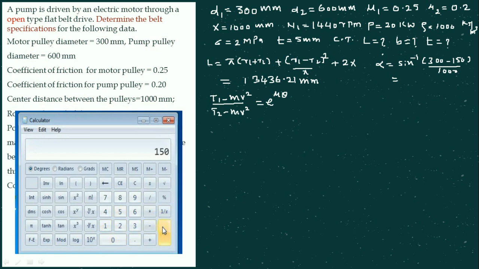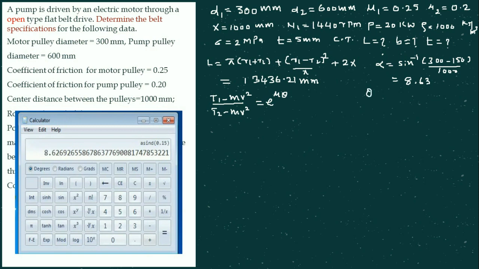That is 300 minus 150 divided by 1000. Then we are going to take the inverse of sine. So the value comes out to be 8.63. So let's write the angle as 8.63.